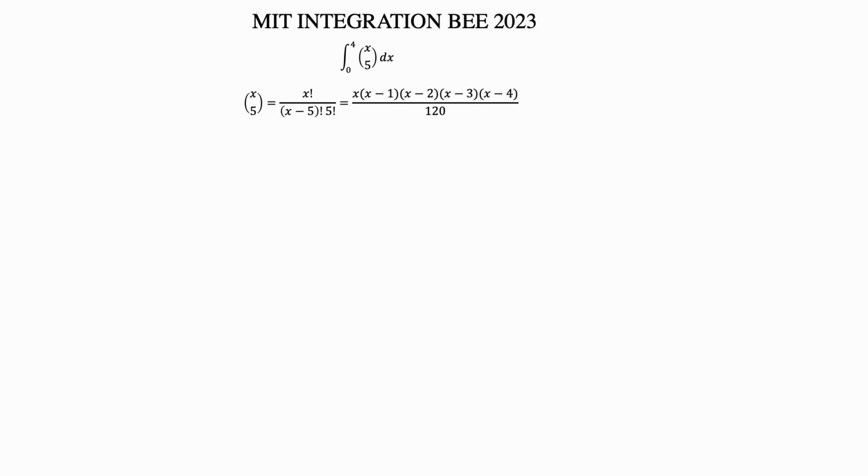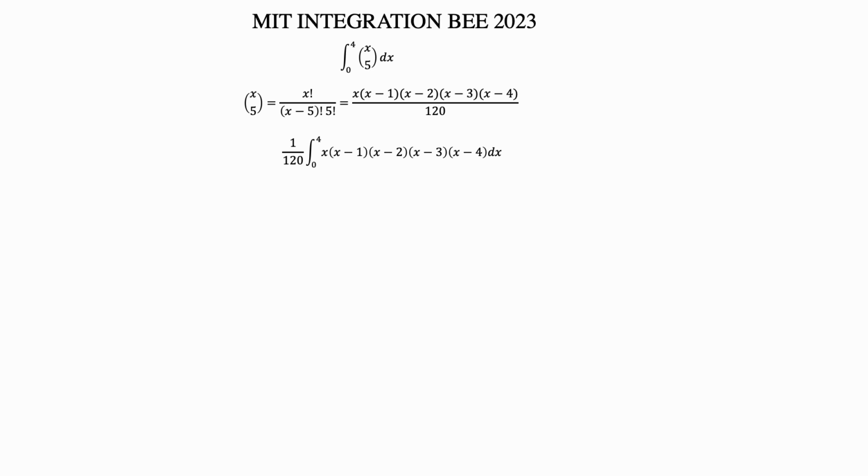So let's do this MIT integration 2023 problem, and you have this combination function. Whenever you have a combination function, expand it and see how the expression becomes. You have x factorial divided by (x minus 5) factorial, and you get this list of terms that you multiply together, and you have the integral from 0 to 4 of x(x minus 1)(x minus 2)(x minus 3)(x minus 4) dx. So how can we do this?